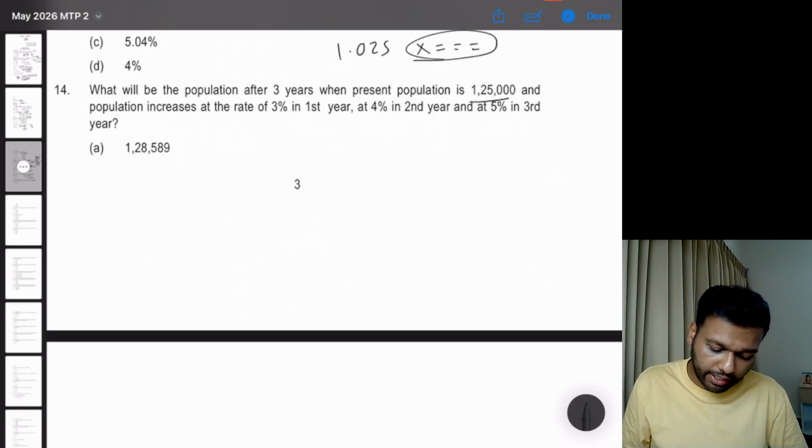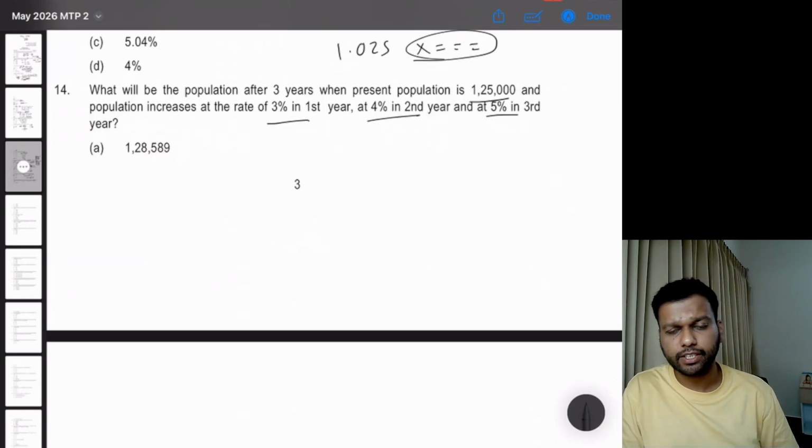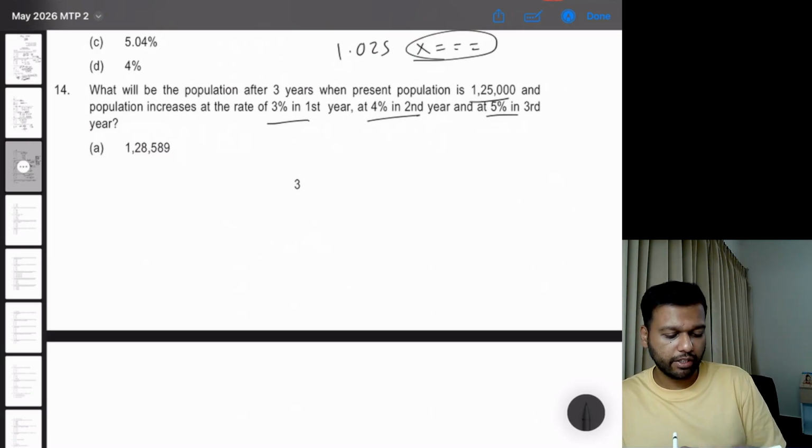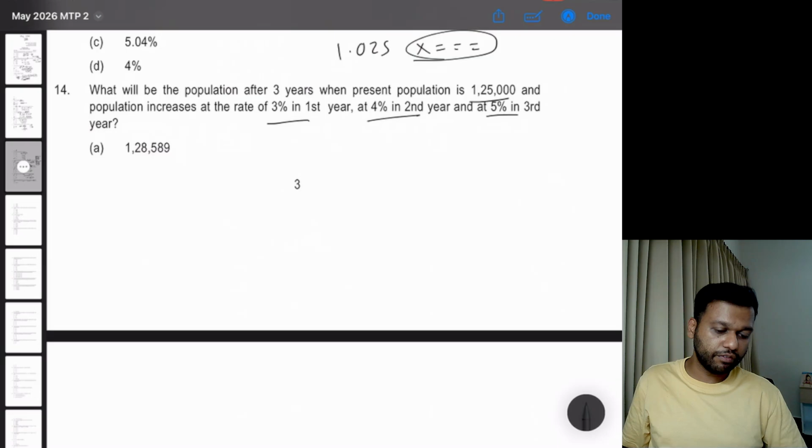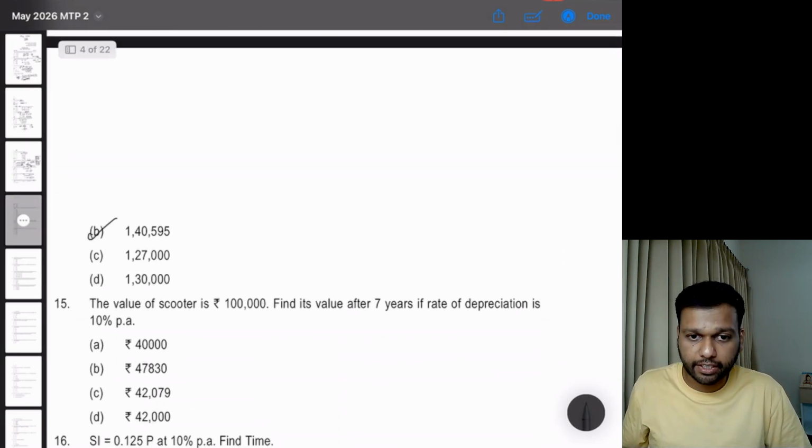14. What will be the population after 3 years when the present population is 1,25,000 and the population increases at the rate of 3% in the first year, 4% in the second year, 5% in the third year? You can directly do this on the calculator. 1,25,000 plus 3% plus 4% plus 5%. That's it. 140,595. Option B is the correct answer.